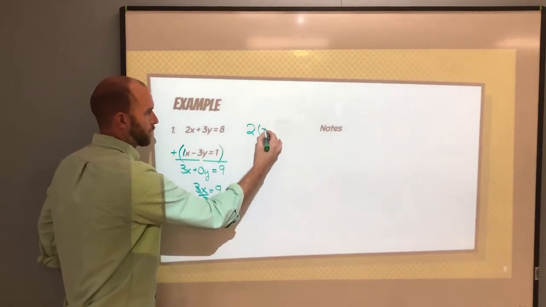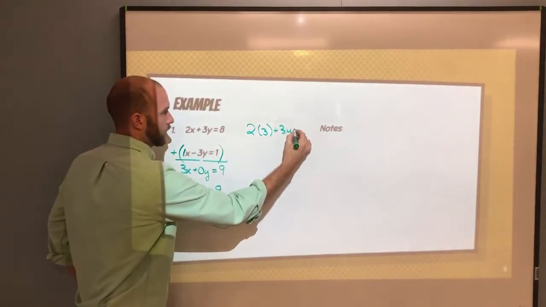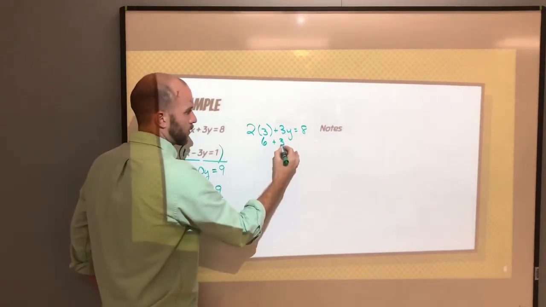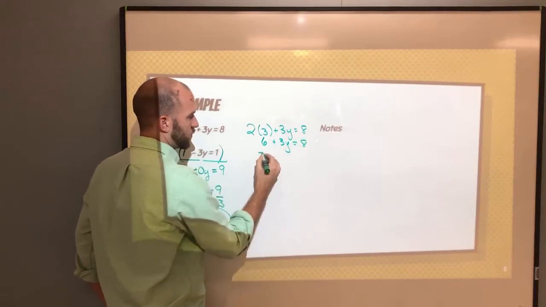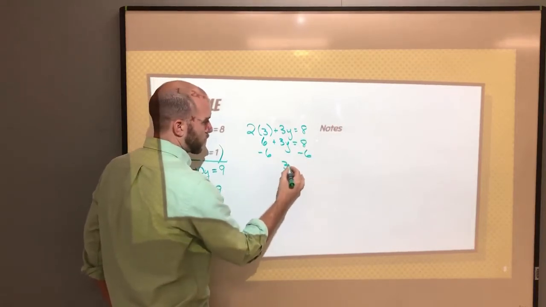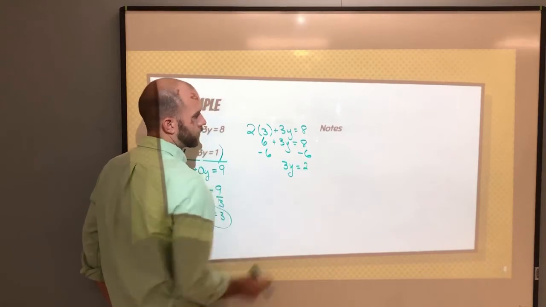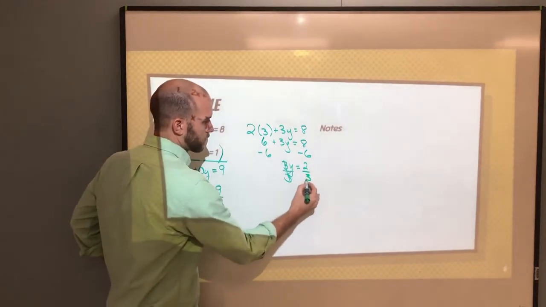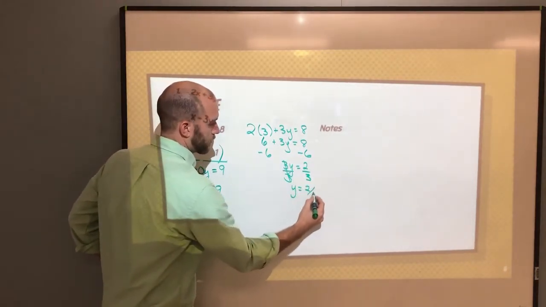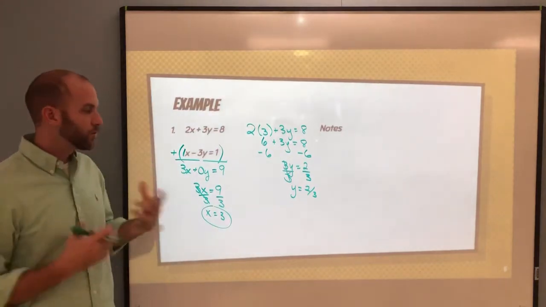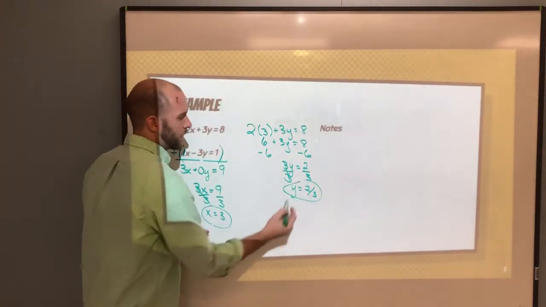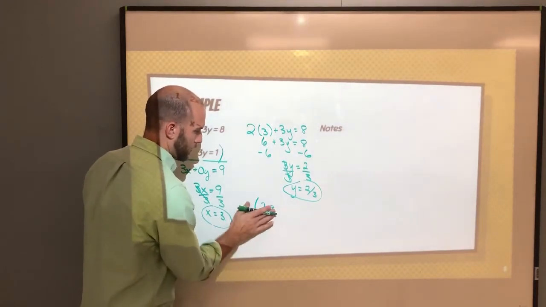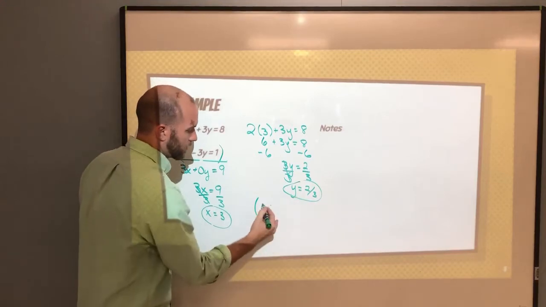2 times 3 plus 3y equals 8. 2 times 3 is 6, plus 3y equals 8. When we subtract 6 on both sides, 3y is equal to 2. Last thing we're going to need to do here is to divide by 3. So y equals 2/3. And just like in the substitution method, we want to take the x value and the y value and write those as a coordinate pair. 3, 2/3.